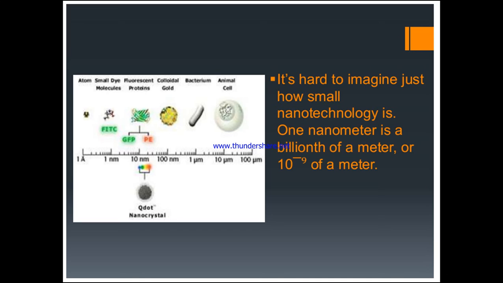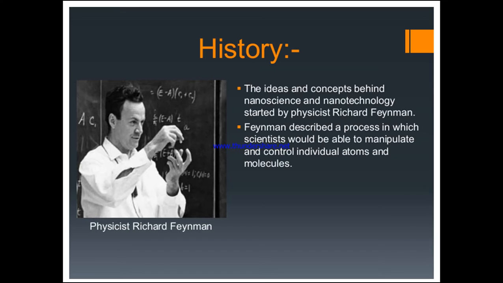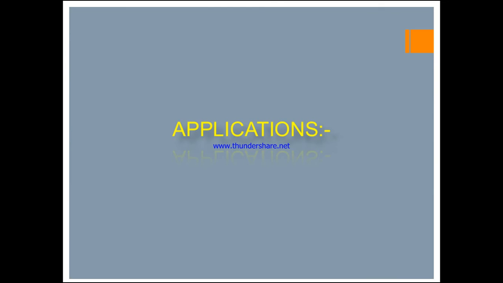So this indicates how the micro level, macro level and nano level differ in terms of size. These are the nanotubes which we are having. The physicist, the German physicist Richard Feynman, started the ideas and concept behind nanoscience and nanotechnology, in which scientists would be able to manipulate and control individual atoms and molecules. By using individual atoms and molecules, that is the nanotechnology we are having.